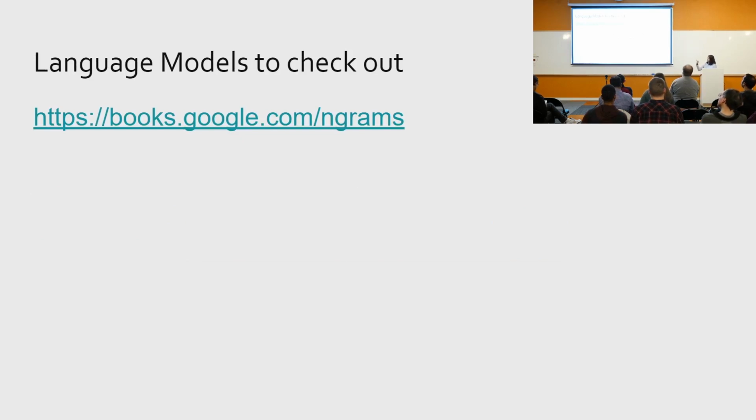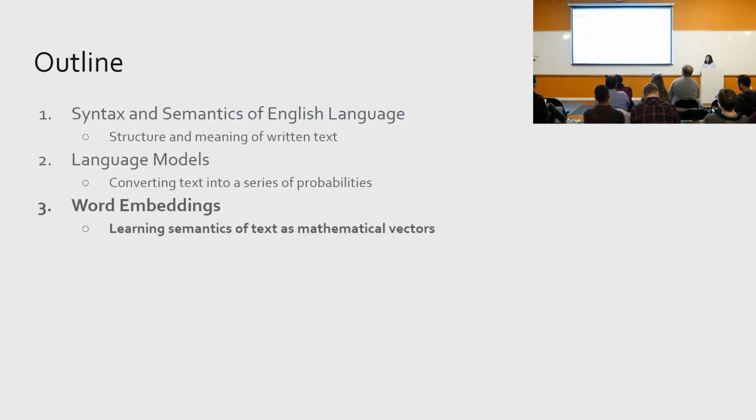Language models to check out: the Google Ngrams. They've looked at a lot of books and come up with these Ngrams which are free to use and free to download and work with. Okay, so we talked about syntax and semantics. We talked about language models. And the final aspect of the talk is about word embeddings. Any questions so far about language models? Okay. I'll have the slides up after the talk, probably tomorrow morning. So if you are looking for any of the links, feel free to grab them.